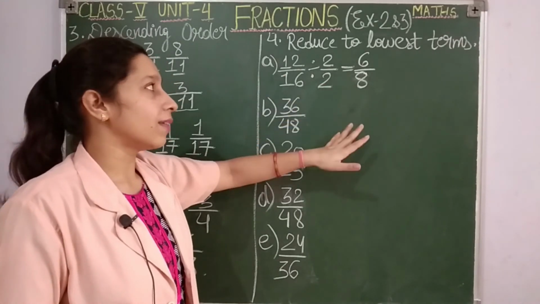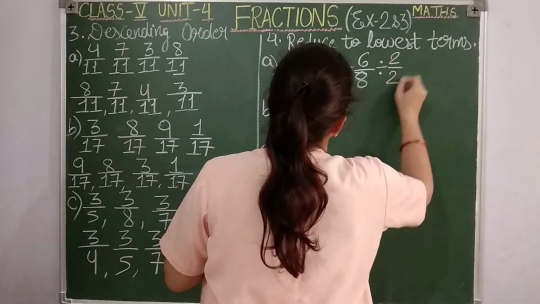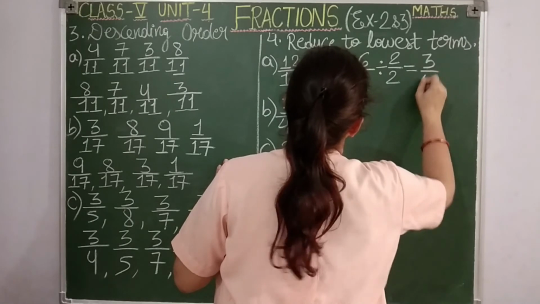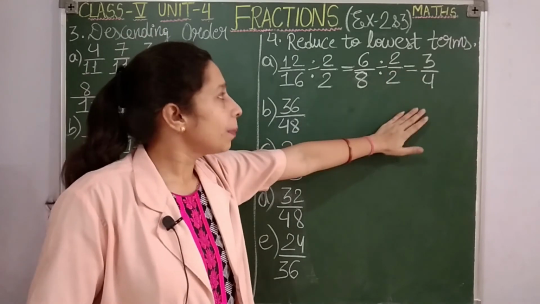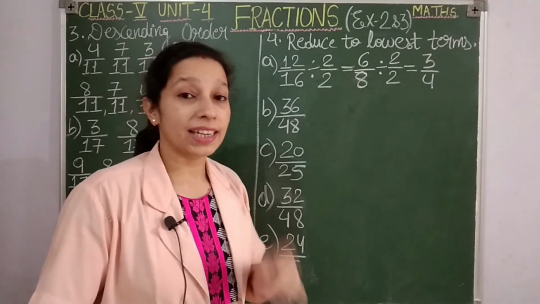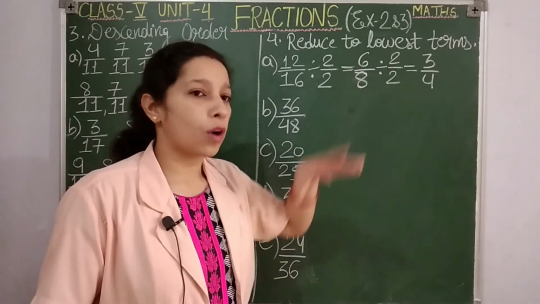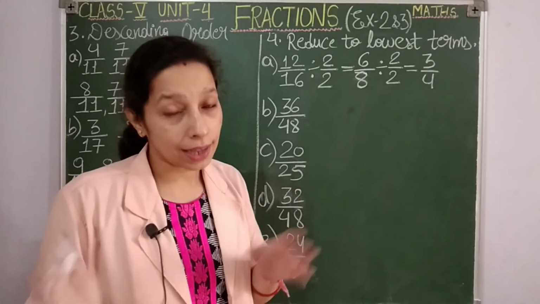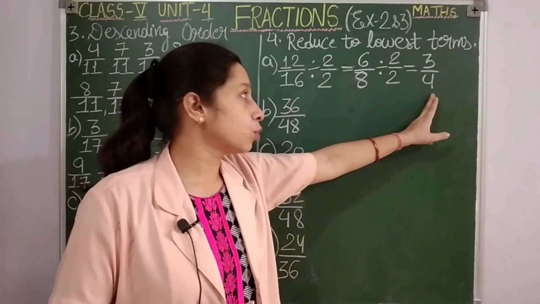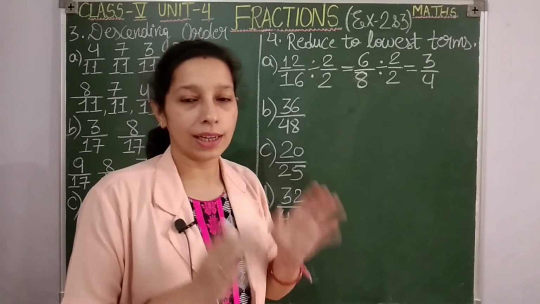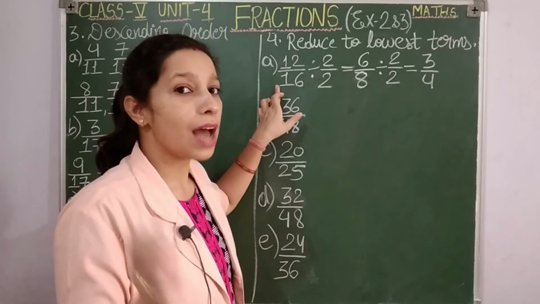Then again you can divide by some other factor. So again I'll divide by 2. Then 2 threes are 6, 2 fours are 8. Okay students, now I am getting 3 by 4. Now you tell me what the common factor for 3 and 4 is. It is only 1. No other factor can divide 3 and 4. So now 12 by 16 is reduced to its lowest term, which is 3 upon 4. Clear students?